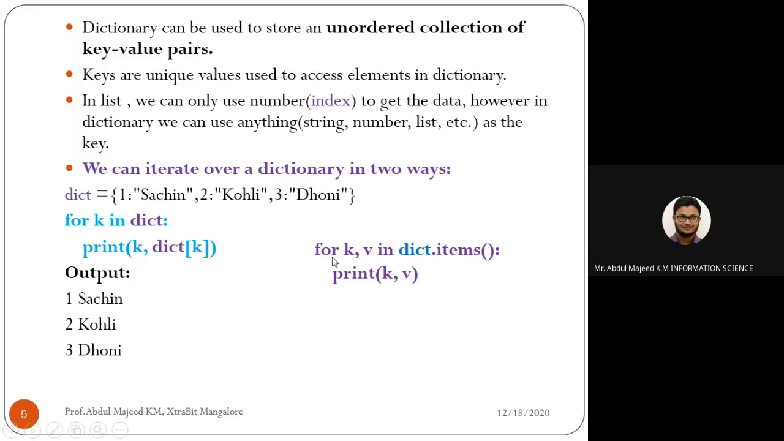Or you can use it directly by using the dict dot items function: for k comma v in dict dot items, print k comma v. Remember, here k represents key and v represents value, so it will display key and value. So if you execute this program or this program, you can see this output: 1 Sachin, 2 Kohli, 3 Dhoni. So 1, 2, 3 are keys, Sachin, Kohli, Dhoni are the values.